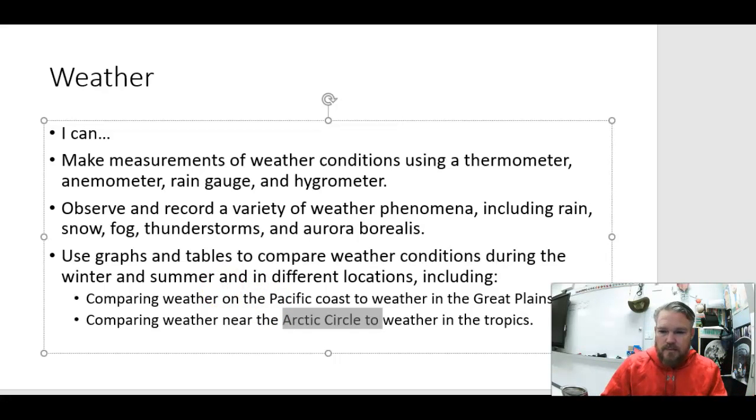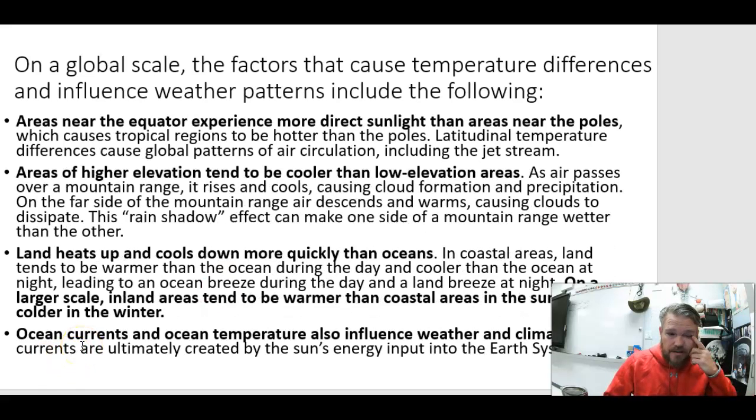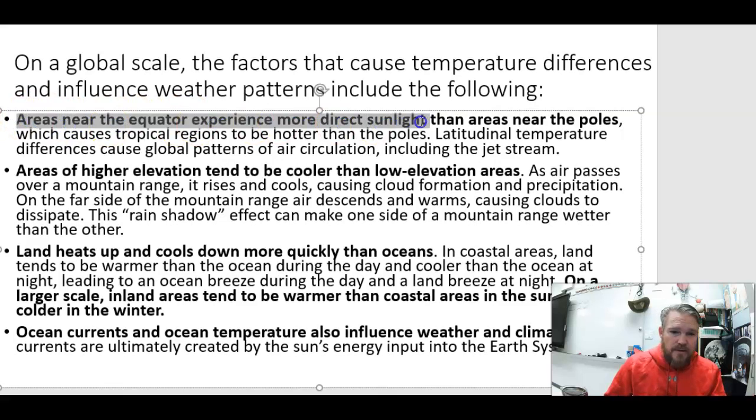But what we should have found out is really this is the most important stuff, and this is where I'm going to be spending time with the quiz. But basically, on a global scale, the factors that cause temperature differences and influence weather patterns include these things. So areas near the equator experience more direct sunlight than areas near the poles. Okay, and that's what's really going to be important, because that is going to drive ocean currents and wind currents.